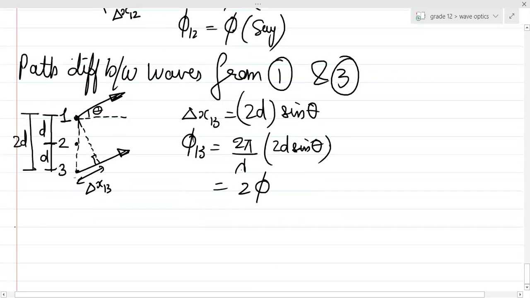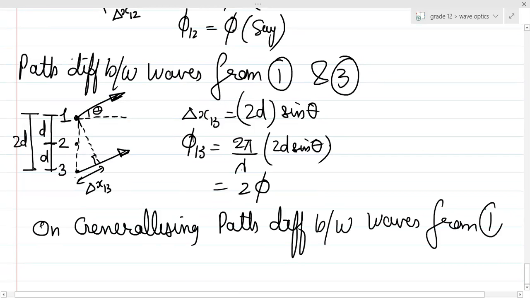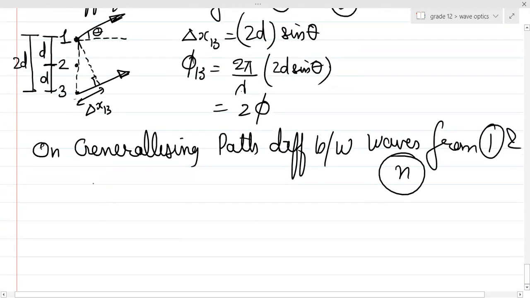So if I try to generalize, the path difference between the waves from 1 and the nth secondary source, it will become like this: 1, 2 and 3 and so on, up to n. Can you see, when it was 1 and 3, it was 2d. So when it is 1 and n, it will be n minus 1 into d. And what is n minus 1 into d, guys? This is equal to a, right? Yes or no?